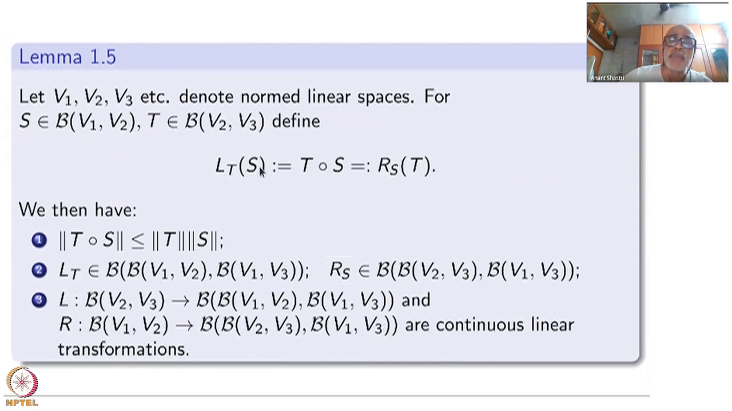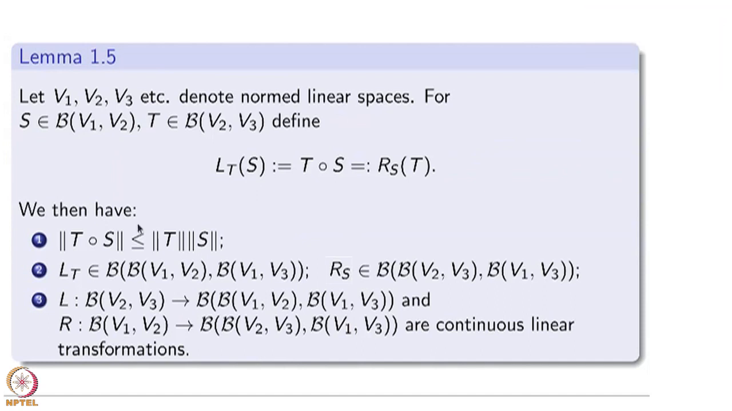Okay, if you add S1 plus S2 here, that will be T composite S1 plus T composite S2. Or if you add T1 plus T2 here, R_S of T1 plus T2 is R_S of T1 plus R_S of T2. So linearity, etc., is not a problem. Continuity follows from just this one. Indeed, you can talk about the operator norm of L_T and operator norm of L and operator norm of R and find out all these things. It's an easy exercise, very easy. Do that so that you definitely understand these things completely.